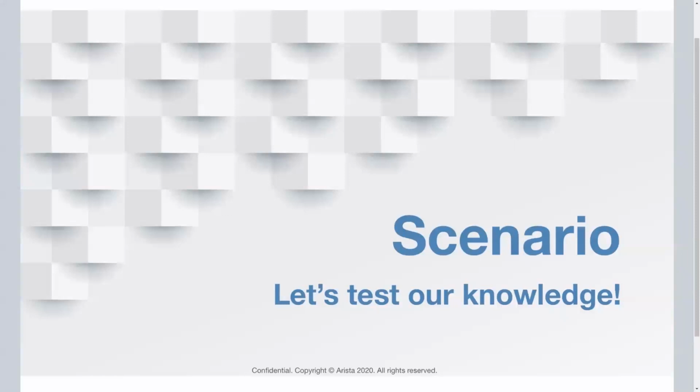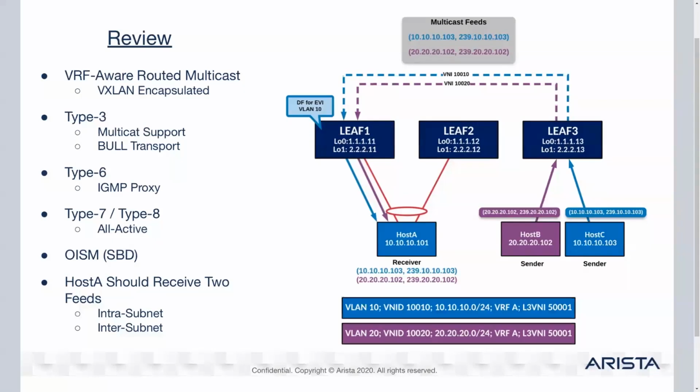Okay, so let's take the concepts that we've covered today and tie them into an actual scenario and get some feeds running. Before we jump into the lab, we'll take a second and review what our goals were. Again, we're going to have host B and host C sending their feeds into the EVPN domain. Host B is in VLAN 20, host C is in VLAN 10. They're each going to send to their respective feeds, 239.20.20.102 and 239.10.10.103. Host A is connected active-active dual homing ESI model, and it's going to send an IGMP join for each of these feeds.